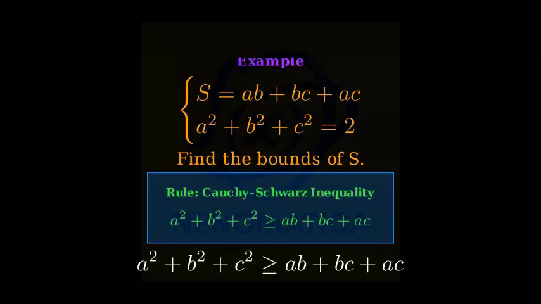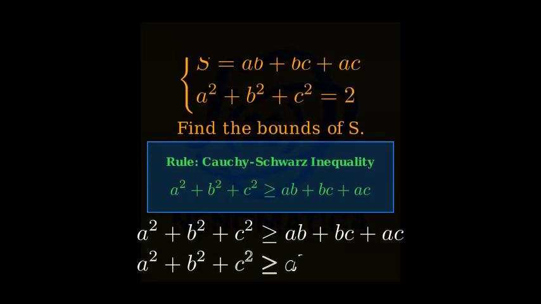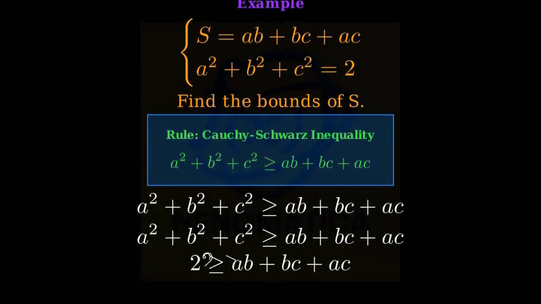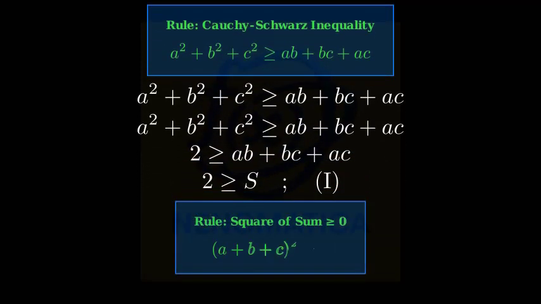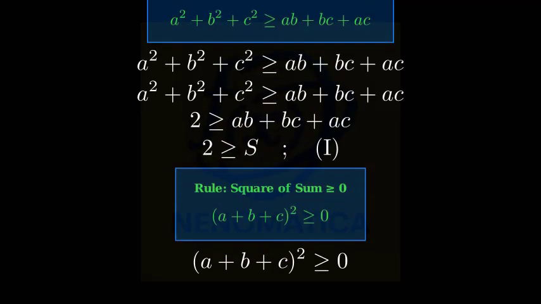This inequality states that a squared plus b squared plus c squared is greater than or equal to a times b plus b times c plus a times c. Using our given information, we know that a squared plus b squared plus c squared equals 2. And from our first equation, we defined S as ab plus bc plus ac. So we can rewrite the inequality as a squared plus b squared plus c squared is greater than or equal to S.